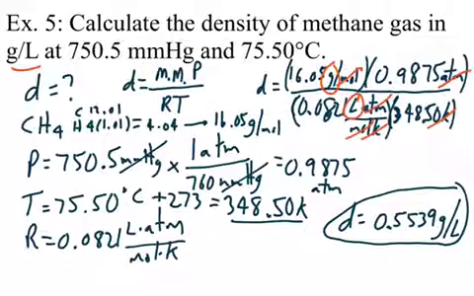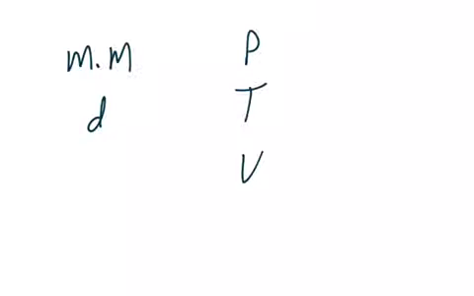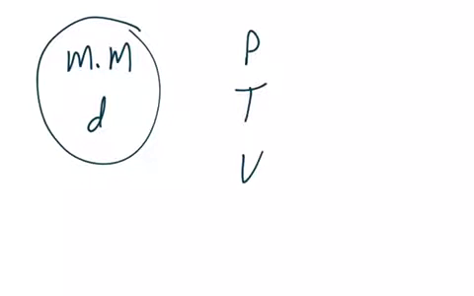All right, and then just to finish this up, just remember that whenever you see molar mass or density, and they give you those other variables like pressure, temperature, and volume, you're probably going to have to use one of these variations. So keep that in mind. Just make sure, as always, that you match the units so that they cancel with the R constant. P has to be in atmospheres, temperature in Kelvin, volume again in liters. So don't forget to do that.